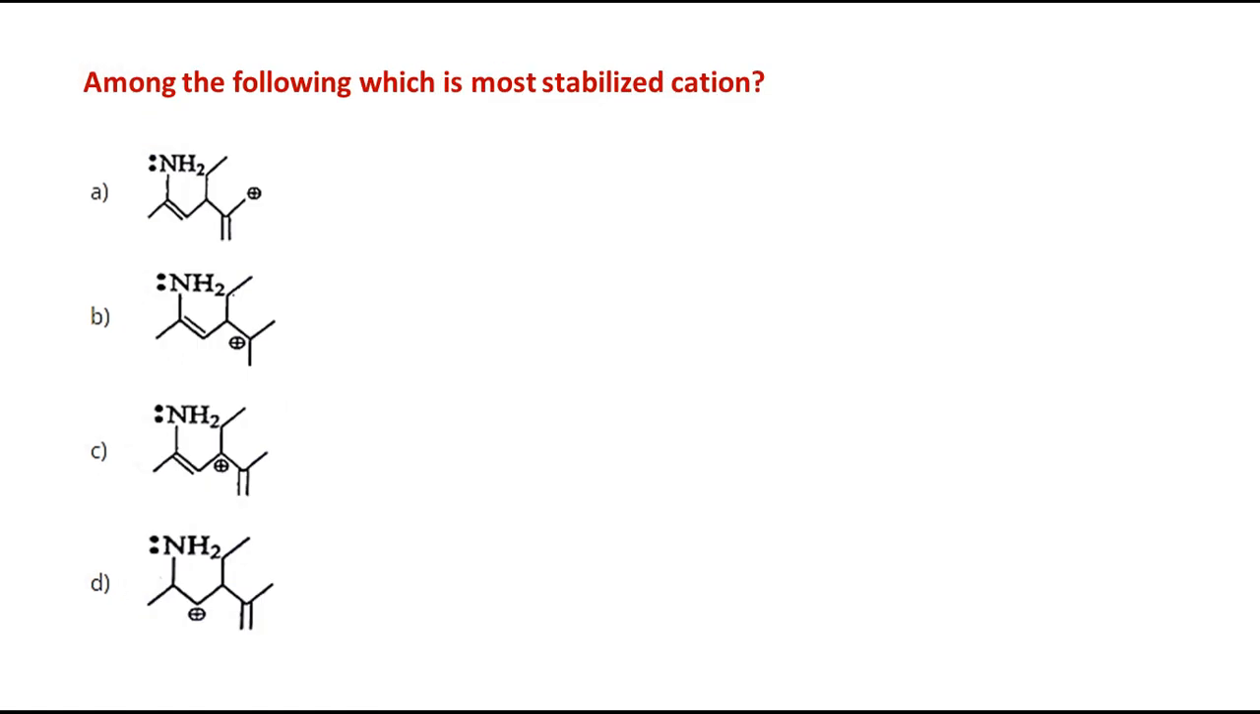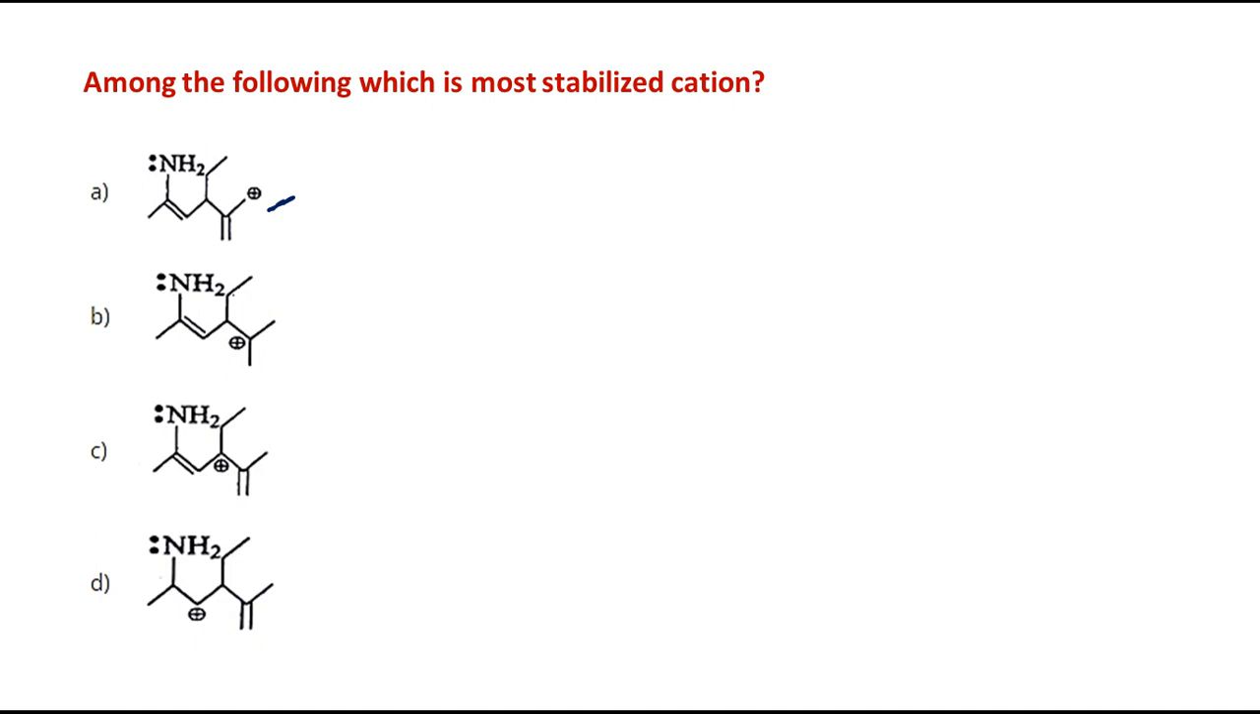Among the following, which is the most stabilized cation? Now this is directly asking which is the most stabilized cation. Come to the first molecule. Here it is 1 degree, and there are some C=C double bonds present and also an NH2 group. Now the NH2 group has a lone pair, so there is a chance that it can show donating, that is resonance, by its plus R effect. Whether that is applicable or not, we have to check.